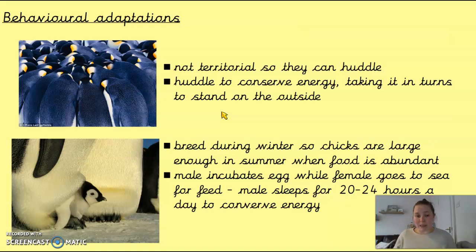Something else that they do to help them survive is they breed during the winter. So they make their babies in the winter so that when summer comes, the baby chicks are large enough when the food is abundant. Okay, so you wouldn't want hungry chicks in the winter because there isn't enough food. So that word abundant, if food is abundant, it means there's lots of it available. In the winter, there's less food available, so you don't want hungry growing chicks around.